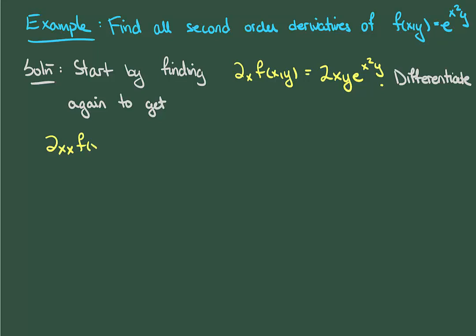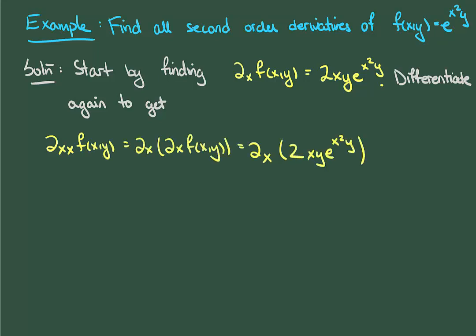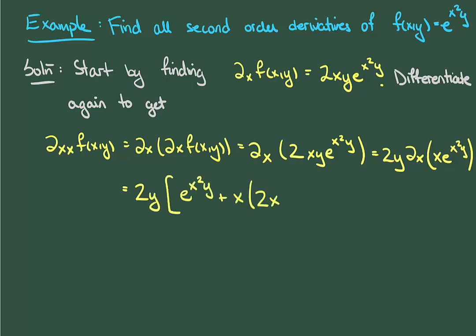The xx derivative is the x derivative of the function above. And I'm going to be really careful here and try and write it so that my 2's don't look like partial derivatives. So we'll pull out that 2y term since it's constant and differentiate with the product rule. Again, note that I'm not reinventing the wheel. I know what the derivative of e to the x squared y is from above, so I'm going to use that to help me. Factoring out an e to the x squared y then gives us this.